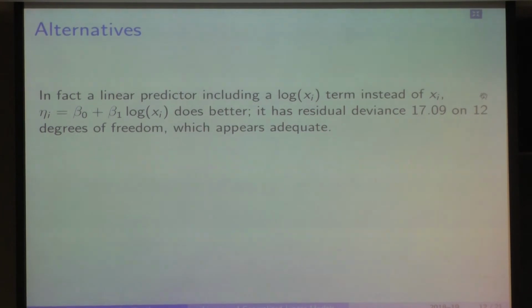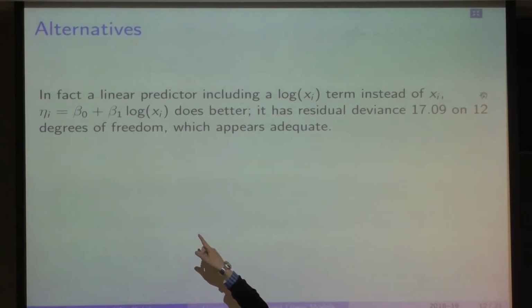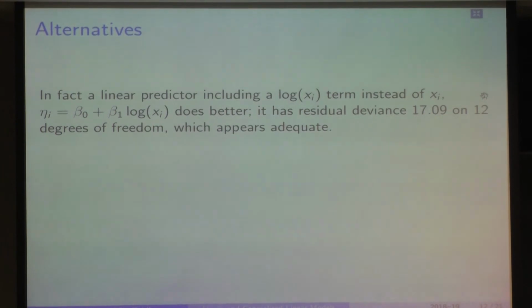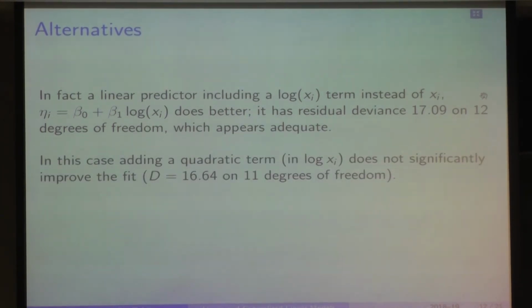So fitting to the log of the xi's does better than fitting to the xi's themselves. We now still have 12 degrees of freedom because we only have the two parameters there, the constant term and the coefficient of log. And the residual deviance is 17. So that's actually fairly similar to what we got with the three parameters in the original model. That's also a possible model, and it seems to be about as good as the quadratic one.